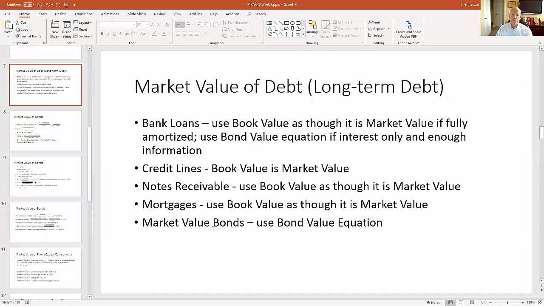Well, we already talked about market value of bonds. We have a calculation for that, a nice, neat, clean calculation that we'll actually go through. So when we look at market value of the firm's capital components, the first one we're examining is debt. The first four elements of long-term debt, bank loans, credit lines, notes receivable, and mortgages, we'll consider as though the book values on those are the market values. And we'll then suppose that for the market value of a bond, the fifth type of long-term debt, the book value may well be different than the market value. And we identify the market value by using the bond value calculation.